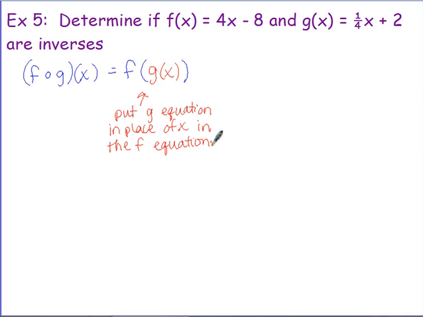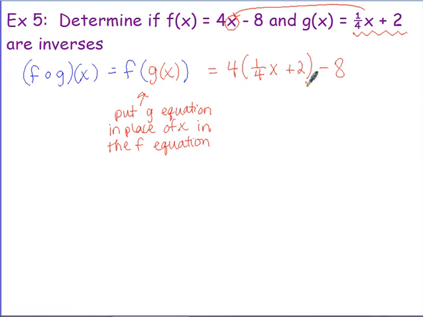In other words, this entire thing, that's the g equation, it's going to go in the f equation where x is. It's going to take that guy's place in parentheses. So it looks like this. 4, parentheses, because there's x. In the parentheses, I'm going to put this entire equation, 1/4 x plus 2. I'm going to close parentheses. Then I still have to finish the f equation, minus 8. So g here is inside of the f equation.